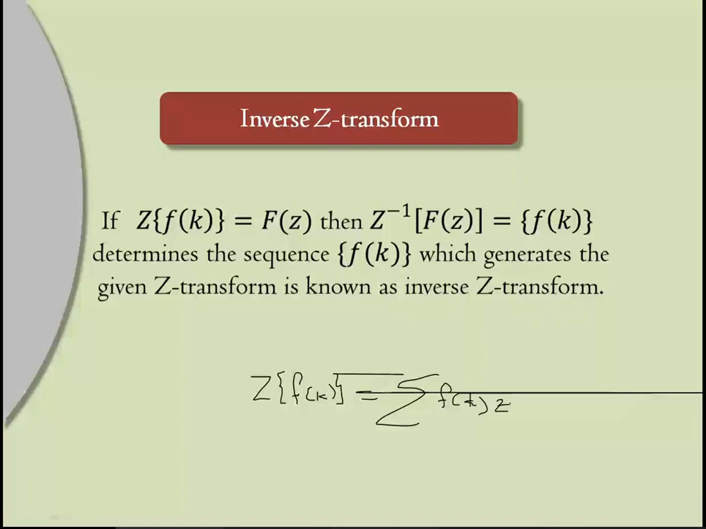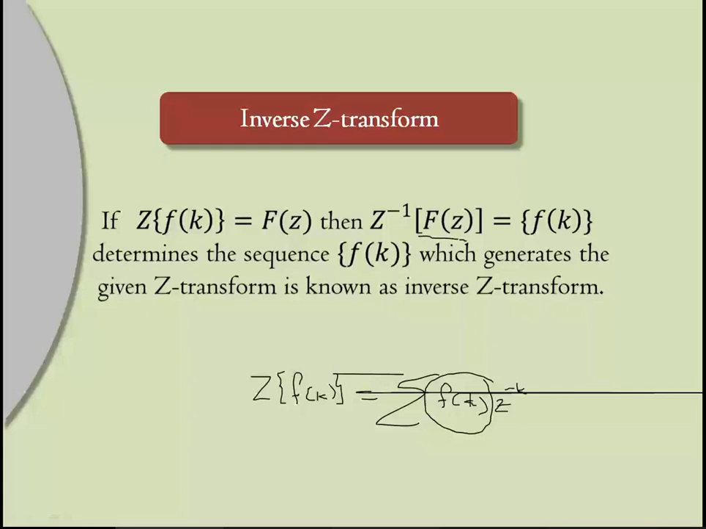So we want to find what is f of k. You can see here f of k is nothing but the coefficient of z raised to minus k. So if you can write this given function F of z in the form of summation, then the coefficient of z raised to minus k gives us the inverse Z transform. Okay, and for finding the inverse Z transform, we have three different methods. The first method is the power series method.